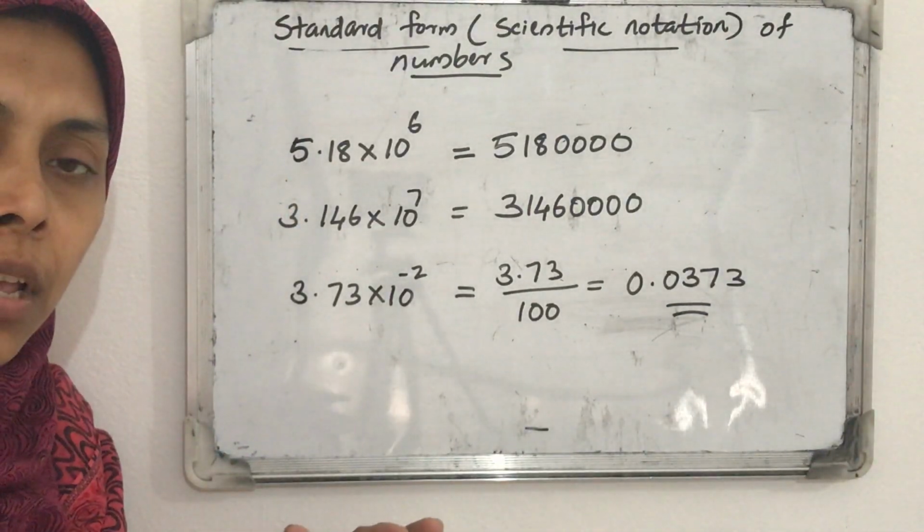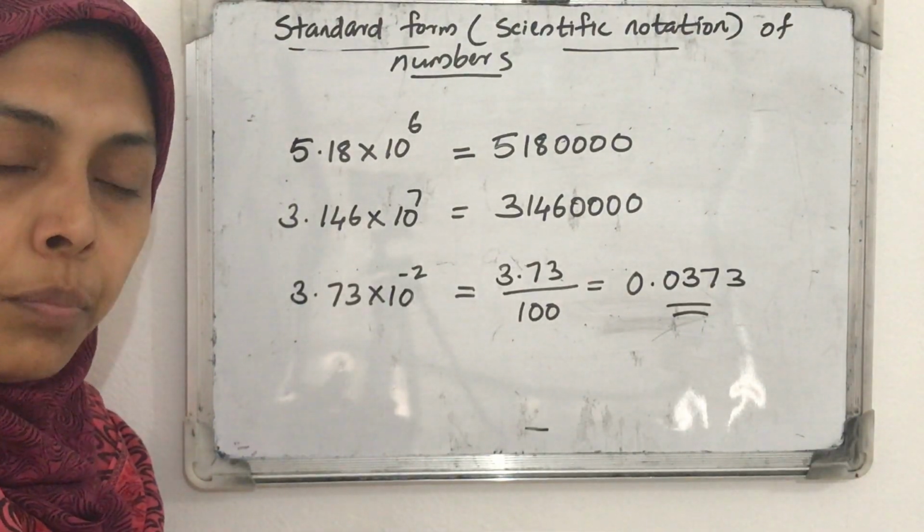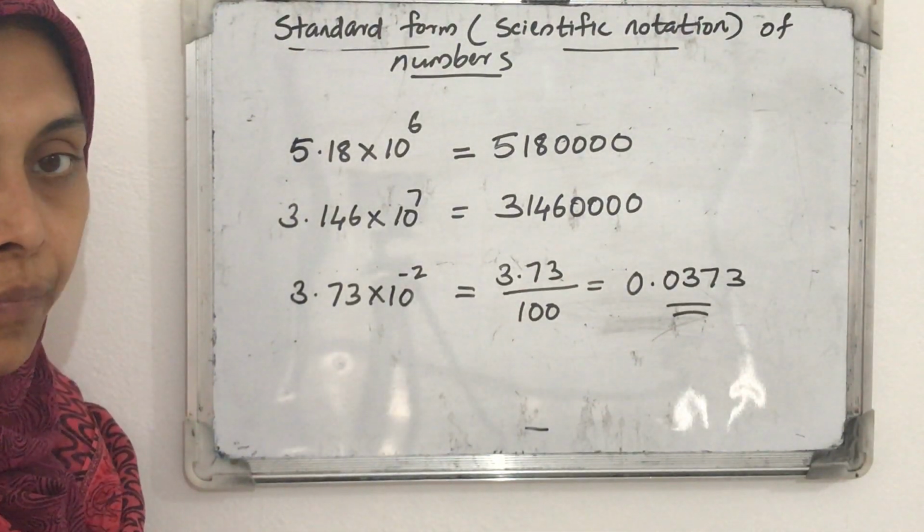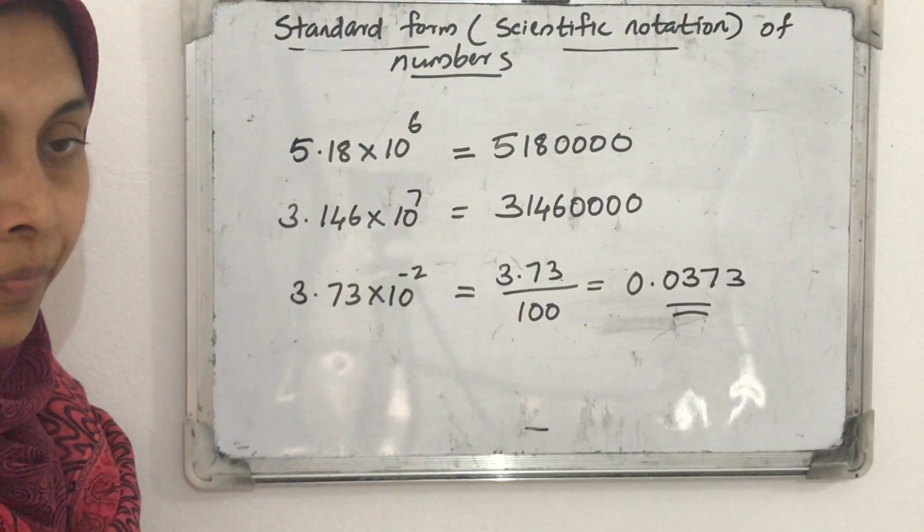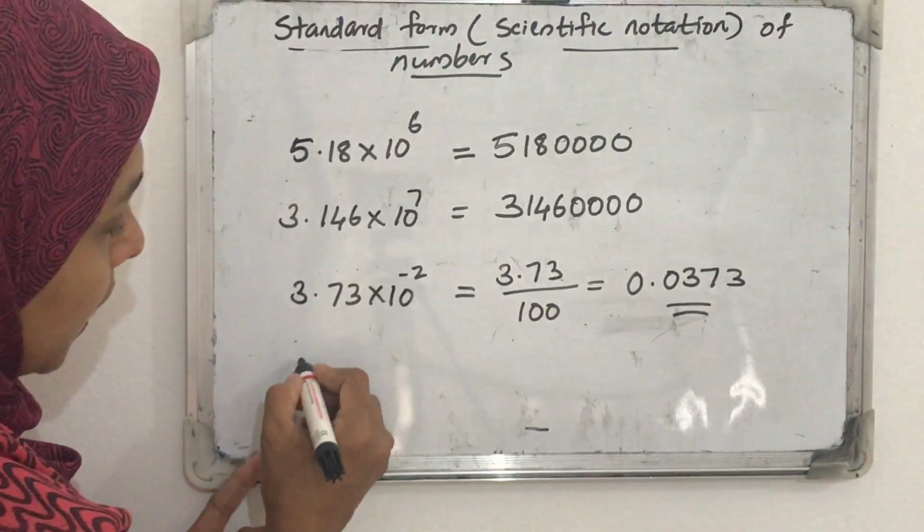This is the expanded form. Expanded form means the number other than scientific notation or standard form. That is the normal form of that number. Okay, one more example for that.